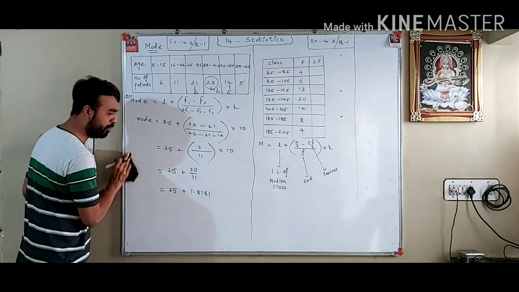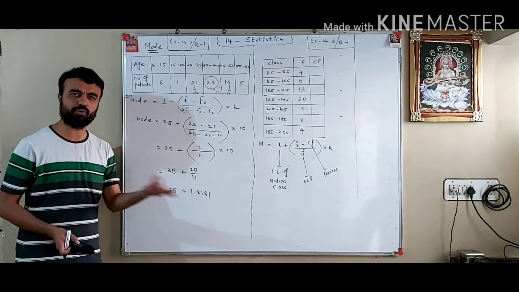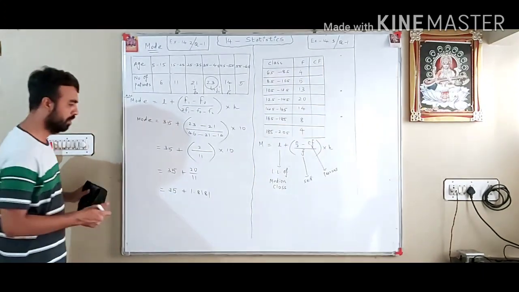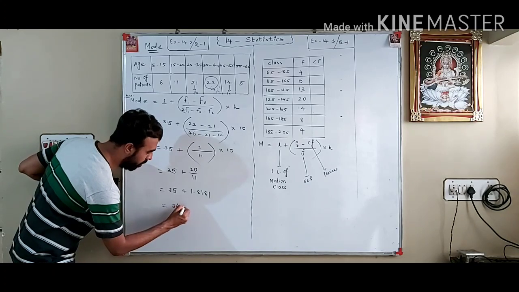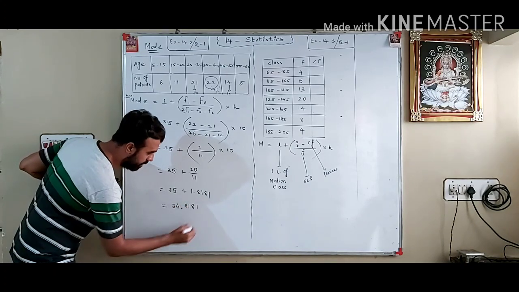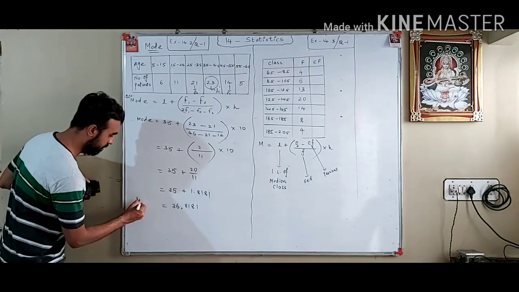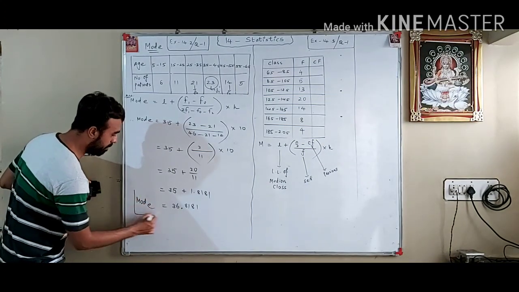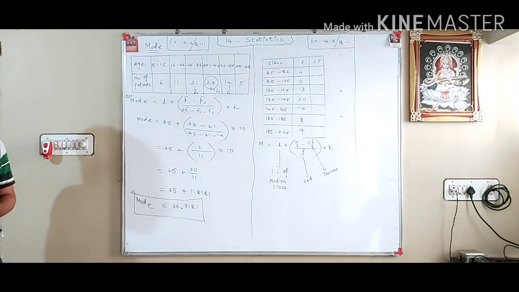You can write down 2 digits also. Then also no problem. No need to write down 4 digits. Okay, you can write down 2 digits also. So final answer. If you add this, it will give you 36.8181. So this is the final answer of mode. So it's very simple. Just remember the formula and put down the values. That's it. Nothing more to do.